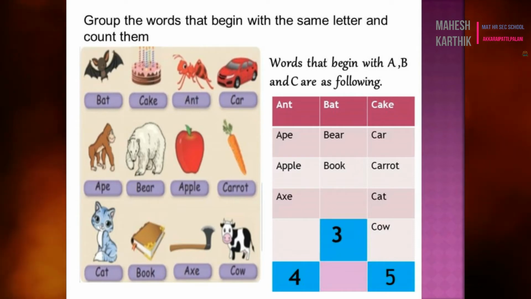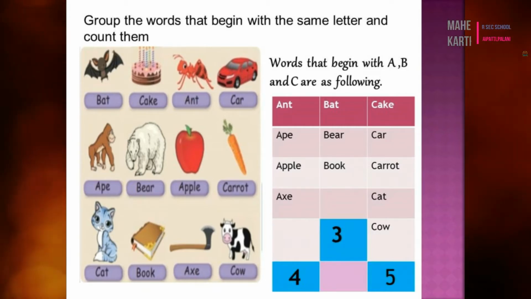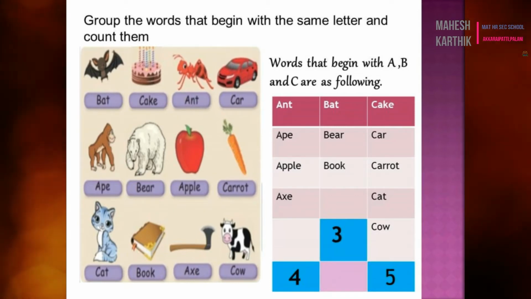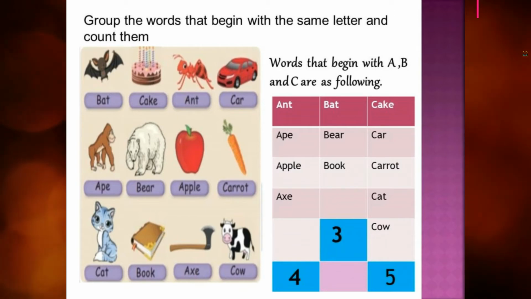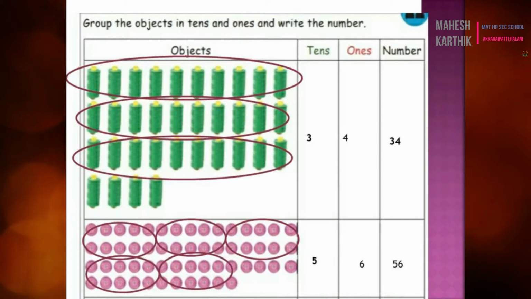4 words. For the words starting with B, what are the words? Bat, bear, book. How many words? 3 words. The third one, the words starting with C. Cake, car, carrot, cat, cow. How many words starting with the letter C? Yes, 5 words.